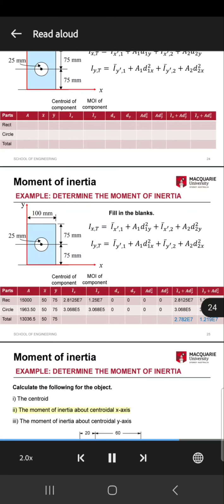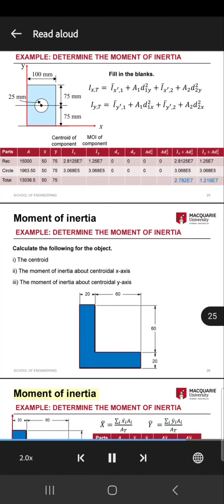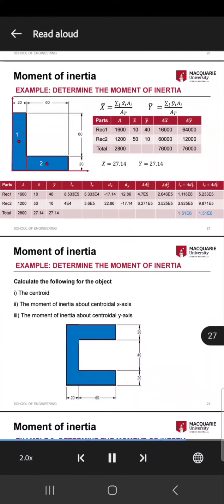Calculate the following object, like a centroid. Equal moment of inertia about the centroidal axis. Dimensions 20, 20, 60, 60. Moment of inertia. Parts: A, x, y, Ixx, dx, dy.